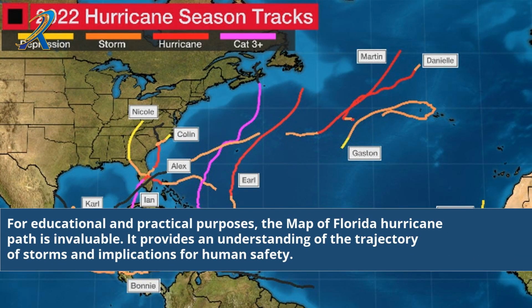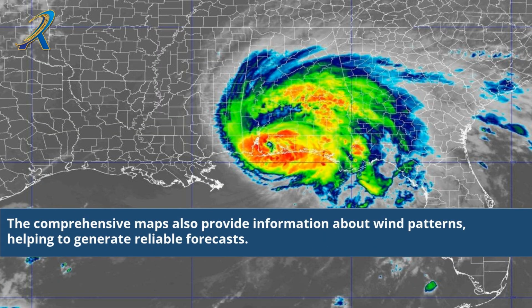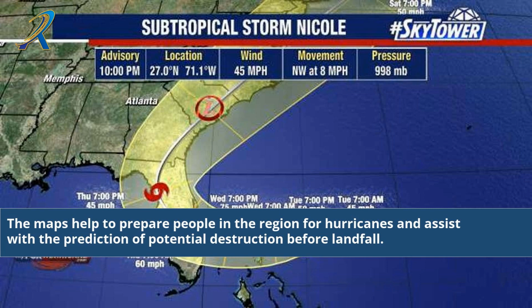For educational and practical purposes, the map of Florida hurricane path is invaluable. It provides an understanding of the trajectory of storms and implications for human safety. The comprehensive maps also provide information about wind patterns, helping to generate reliable forecasts. The maps help to prepare people in the region for hurricanes and assist with the prediction of potential destruction before landfall.